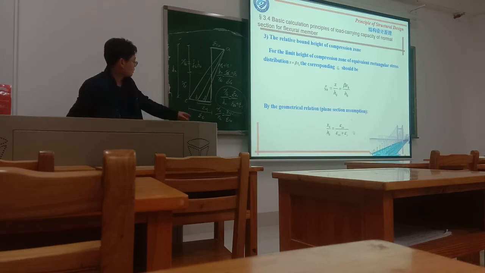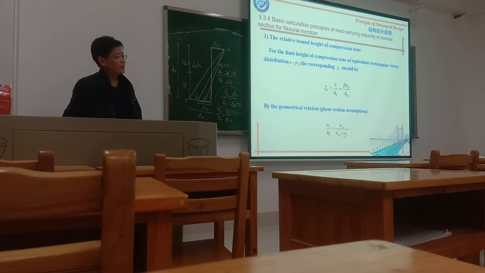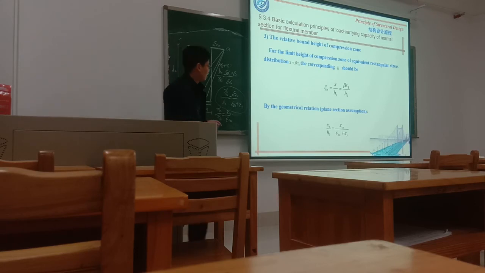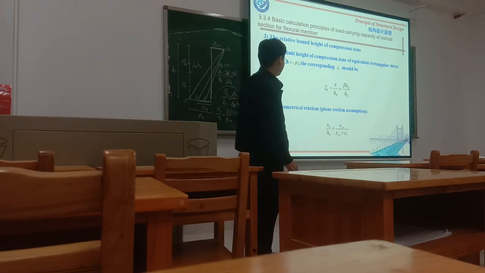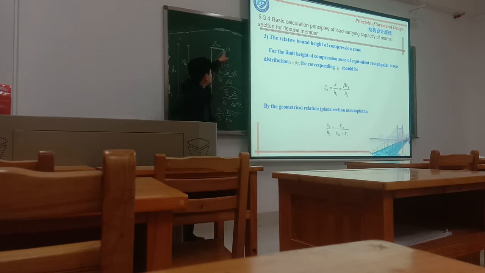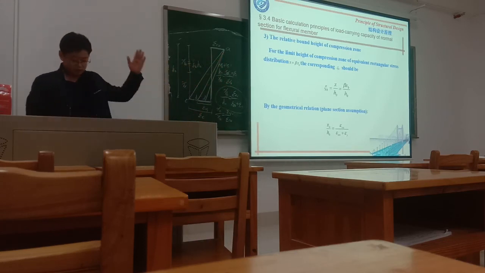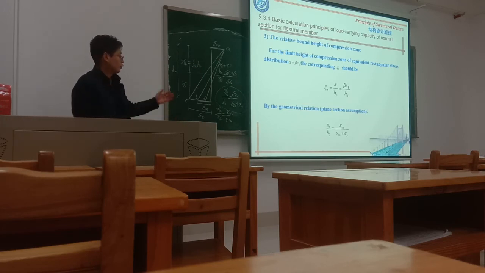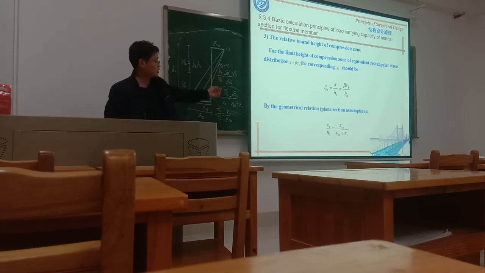So this got a little bit, yeah. But if you just decompose this, that's what we said, the plane section assumption. Plane section assumption means the straight line is straight. The strain is a straight distribution. So finally we can replace, we got this Cb.